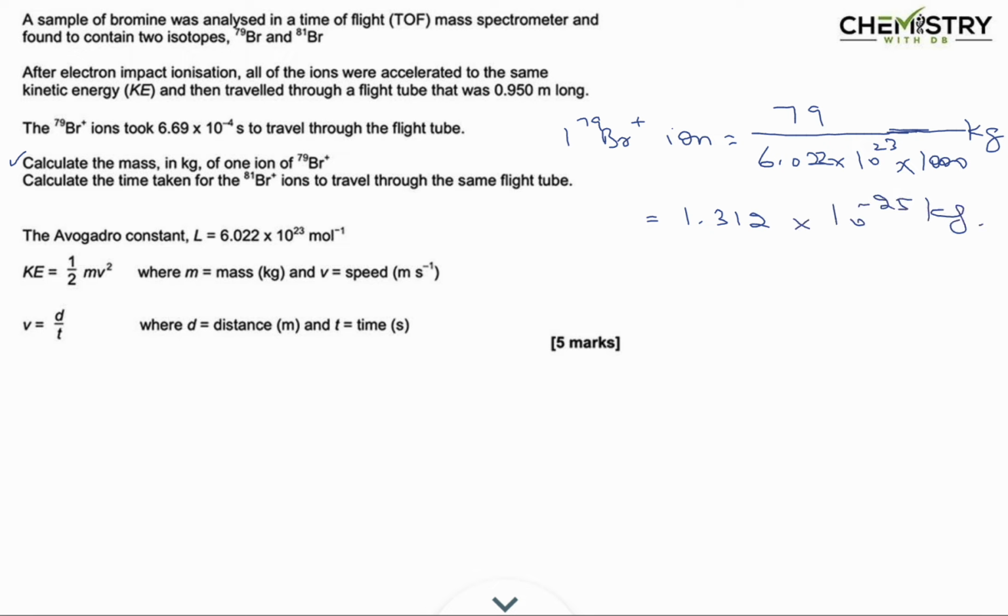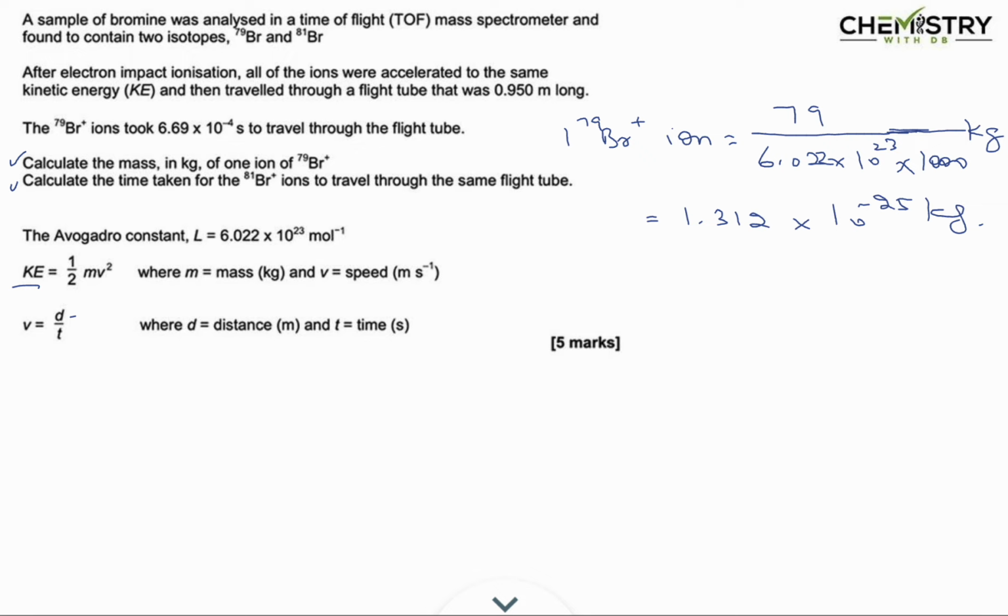So all we have done is just converted the molar mass to mass of one ion by dividing by the Avogadro constant and 1000 to have it in kilograms. So that's the first part tackled. Now the second part, you must be thinking that we have not been given the kinetic energy. We have also not been given the distance, which is the length of the flight tube. So how are we going to do this? It's easier than you might have thought. So let's see how we are going to do this.